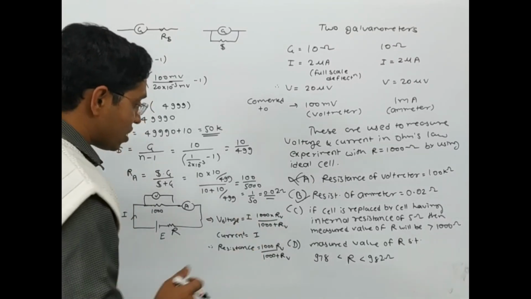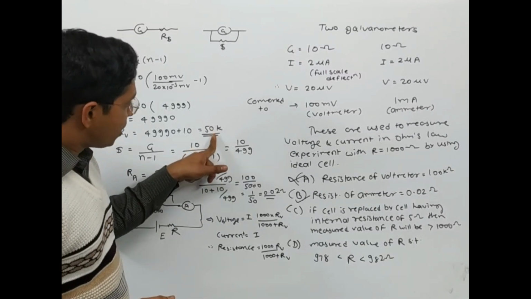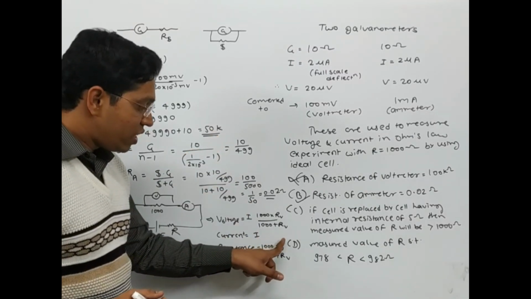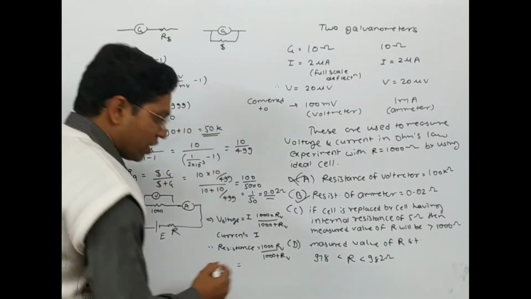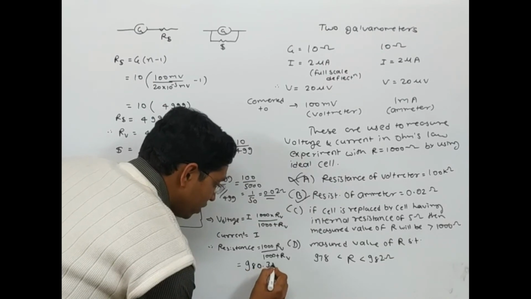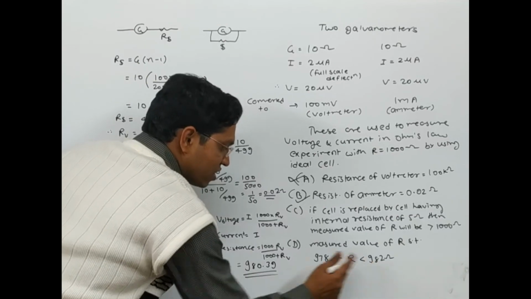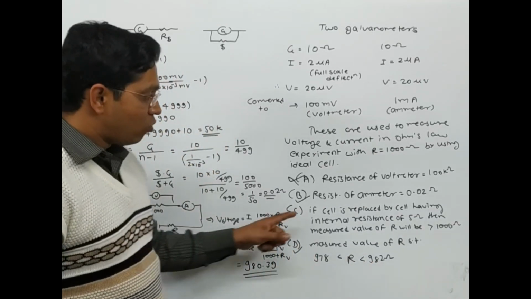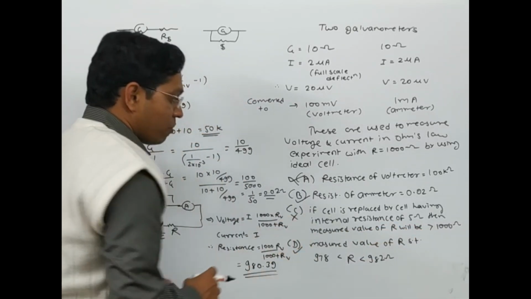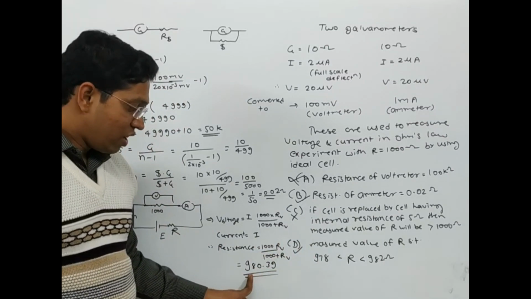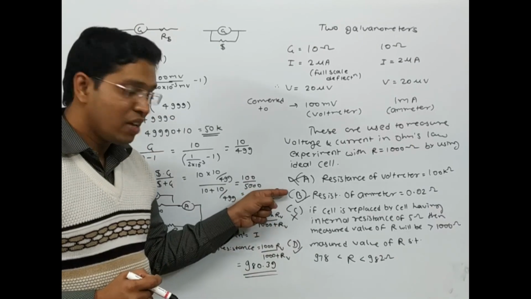Now how much does that value turn out to be? The value of RV which we calculated is 50k. If you substitute 50k here, it is 1000 into 50k upon 1000 plus 50k, which turns out to be 980.39. Now 980.39 definitely lies in this range, so D is correct. But the statement that the measured value of resistance will be greater than 1000 is incorrect, because even in this case it is going to measure 980.39. Hence the correct answer options for this question are B and D.